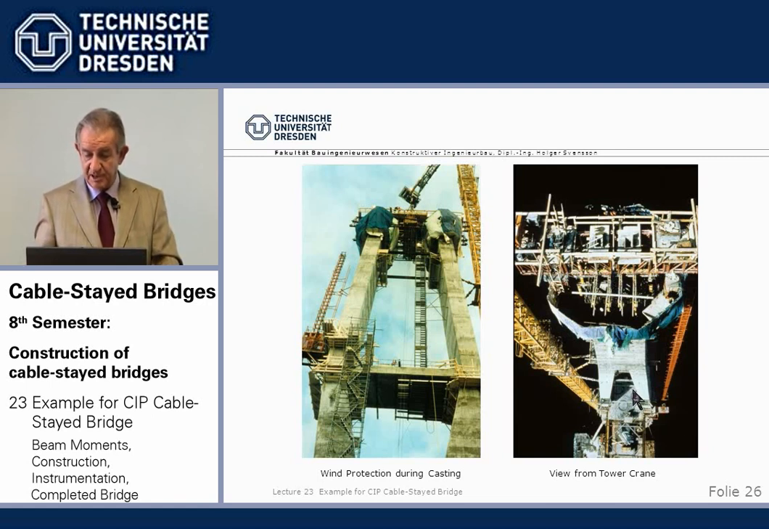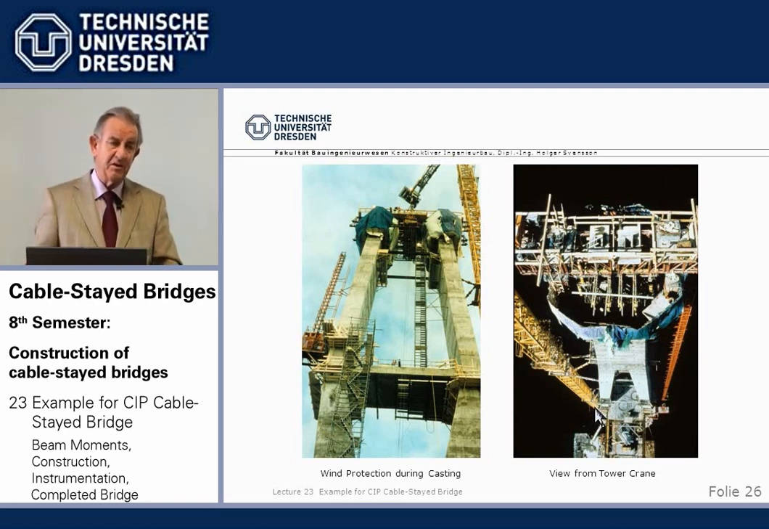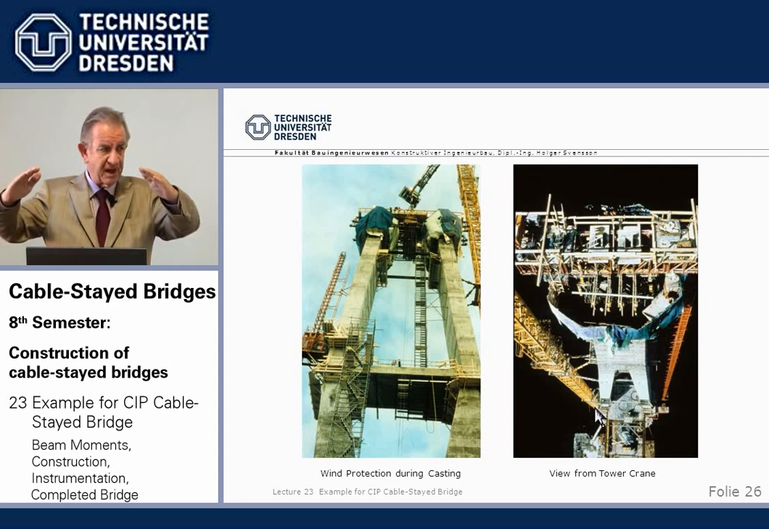We see here the clothes-pin type tower from above. As I said, placing of the built-in items with sliding forms is a little bit tricky, and we need exact locations of the steel pipes for cable anchorages because we need the anchor points precisely.